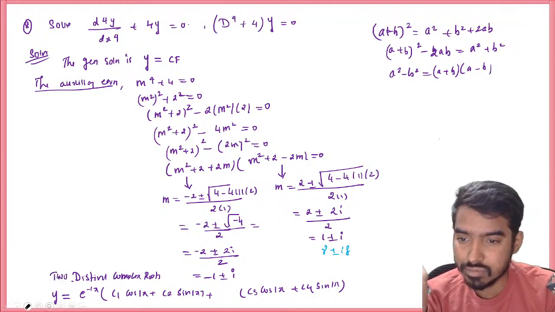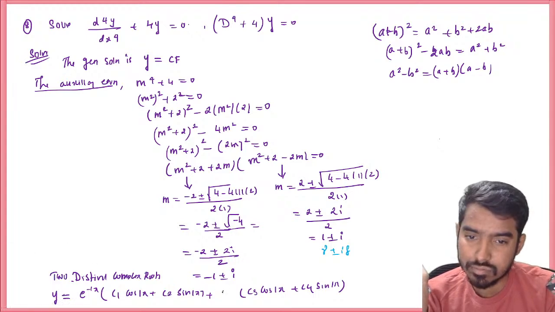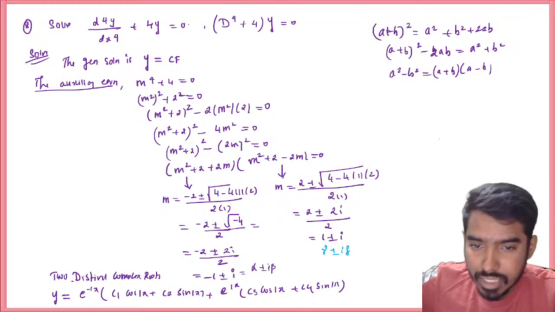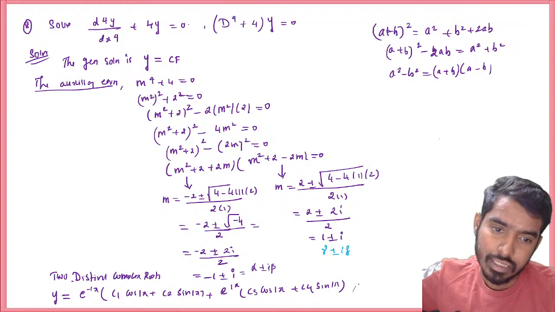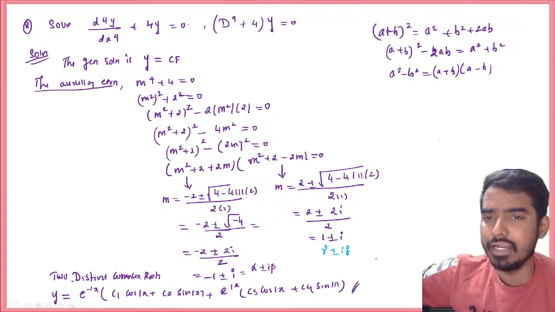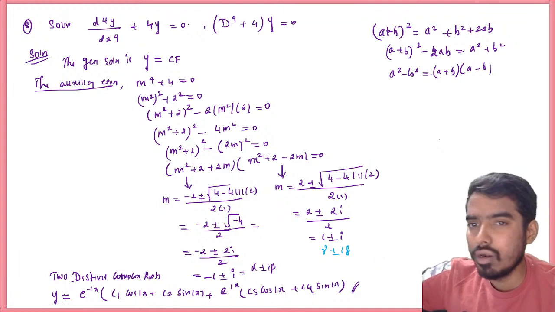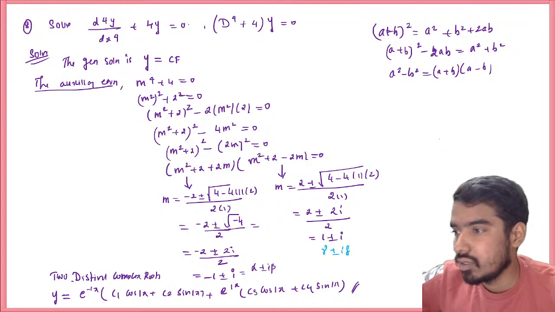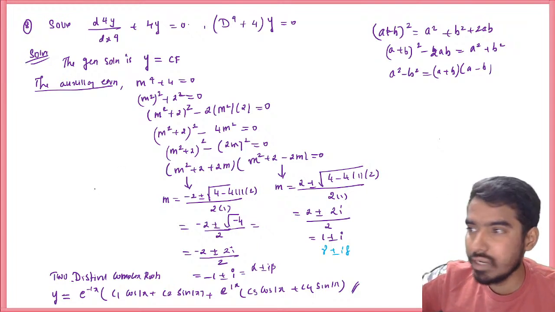Here e power alpha x, alpha is minus 1, beta is 1, so this is the required solution for this problem. Clear, right? So to solve m power 4 plus 4 is equal to 0, we need to go by this method. Now we move on to the next problem.